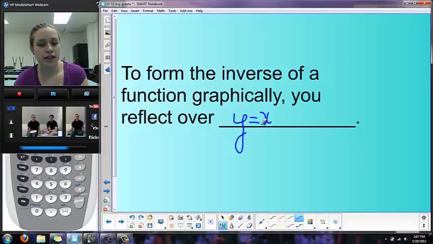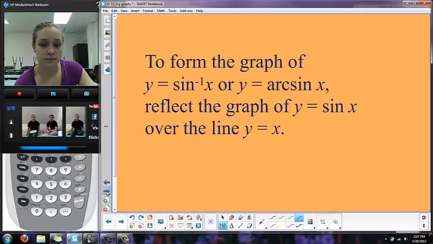The only thing that you need to be careful of is when you flip it over the line y is equal to x, you have to make sure that your inverse is still going to be a function. And a function means that it passes the vertical line test. So in order for the inverse to pass the vertical line test, that means that your original function had to pass the horizontal line test, okay? Because we're going to flip it. So horizontal becomes vertical.